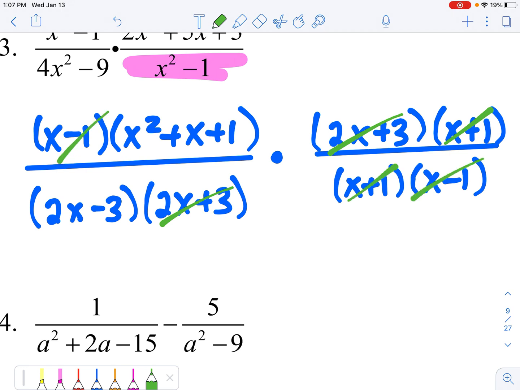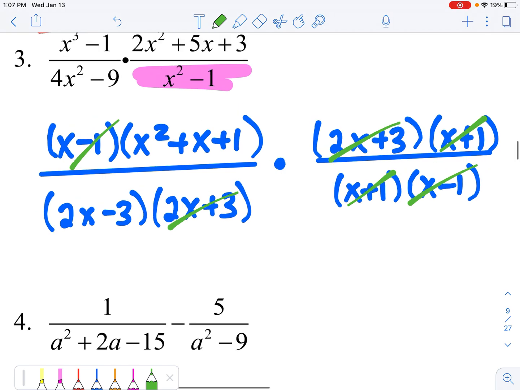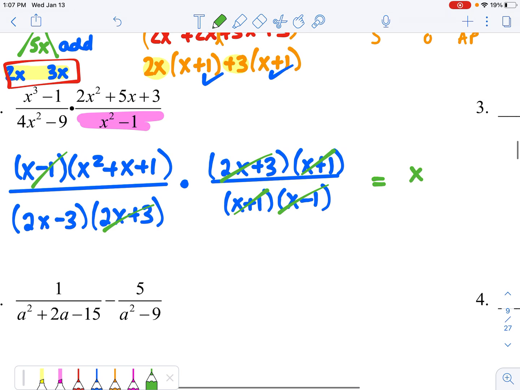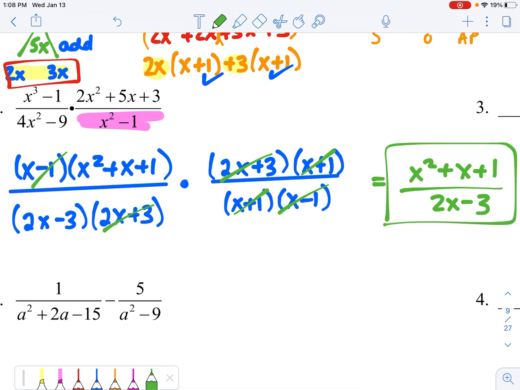And then it looks like what we have left in the numerator is x squared plus x plus 1. And in the denominator, we have 2x minus 3. And that will be our final answer.